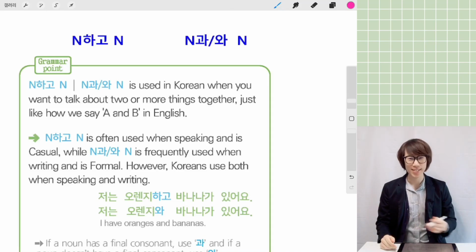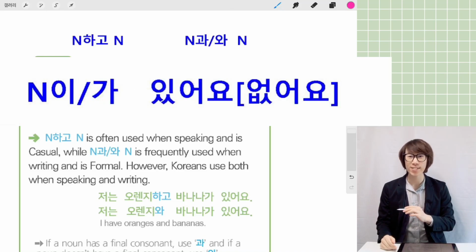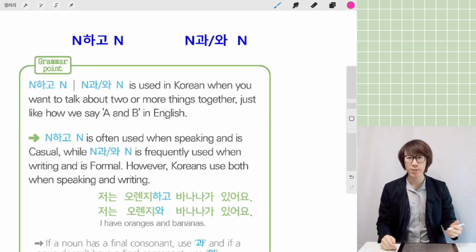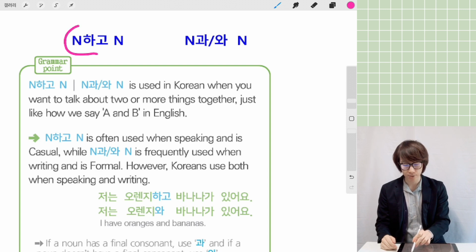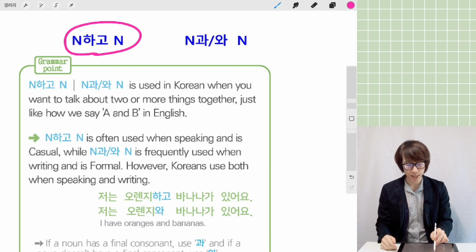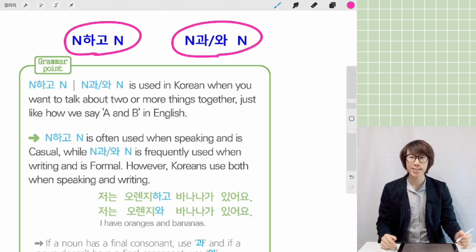안녕하세요. In the previous lesson, we studied noun은 noun이가 있어요, 없어요, which means have or don't have. Today, we are going to study another grammar concept. It's A and B. It's about noun하고 noun, noun과와 noun. This is the English A and B, something like that.